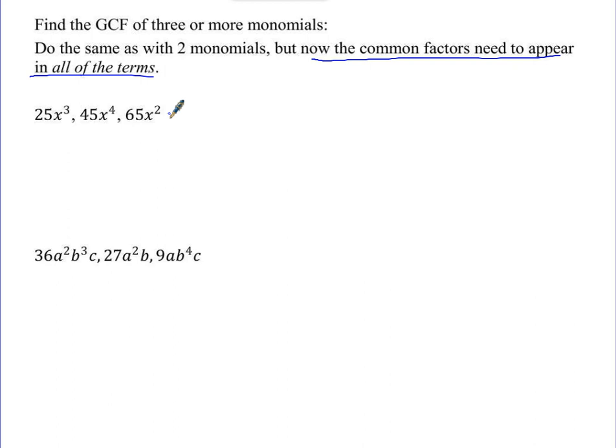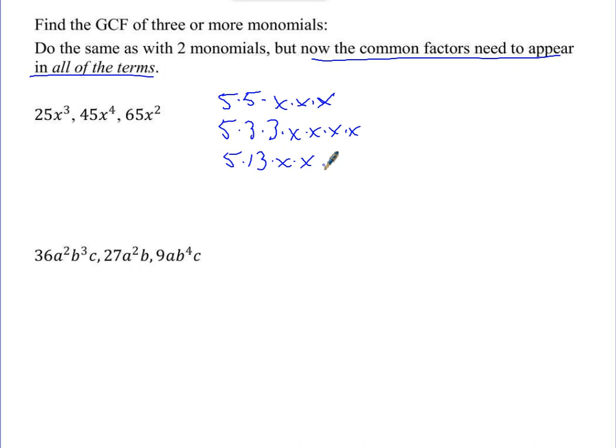What does 25 become? 5 times 5 times, good. And what does 45 turn into? So 9 times 5 is right, but 9 is not prime. So it's actually 5 times 3 times 3 times x times x. Good. Make sure that those numbers are actually prime, otherwise this won't work. What does 65 turn into? 5 and 13 is right. So 5 times 13 times x times x.